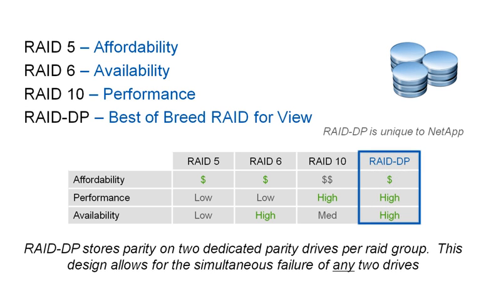Now the best of breed RAID solution is RAID DP. RAID DP provides similar cost to RAID 5, as good a performance as RAID 10, and the availability of RAID 6. With RAID DP, there are no compromises.